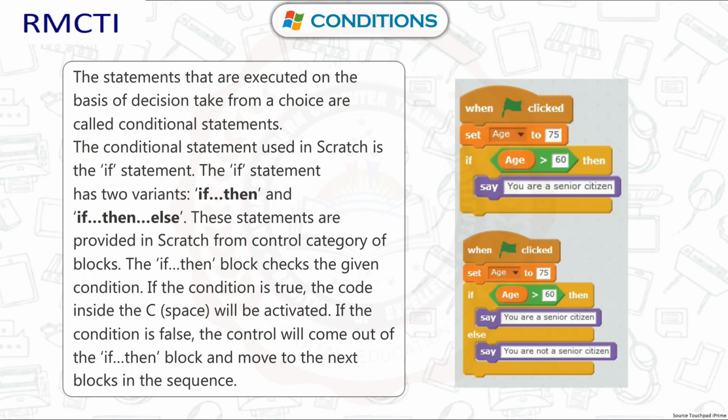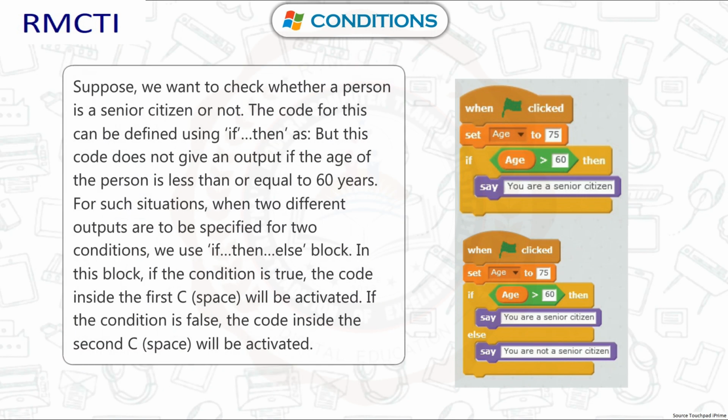The if then block checks the given condition. If the condition is true, the code inside the C space will be activated. If the condition is false, the control will come out of the if then block and move to the next blocks in the sequence. Suppose we want to check whether a person is a senior citizen or not.